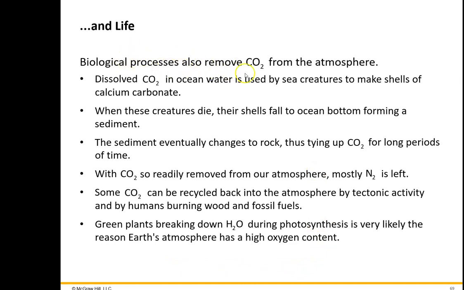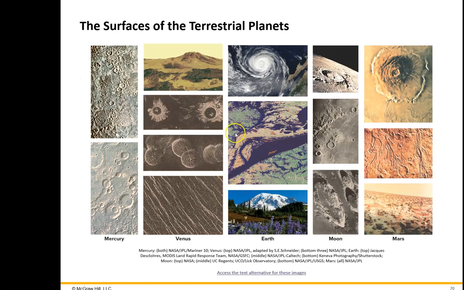All right. Biological processes have also removed carbon dioxide from our atmosphere. Dissolved carbon dioxide in the ocean is used by sea creatures to make shells, which are calcium carbonate. When sea life dies, the shells hit the bottom and that becomes more sedimentary rock. The sediments eventually change to rock. And the CO2 is, as people sometimes call it, sequestered. So it's still there. All right. So that is what life does.